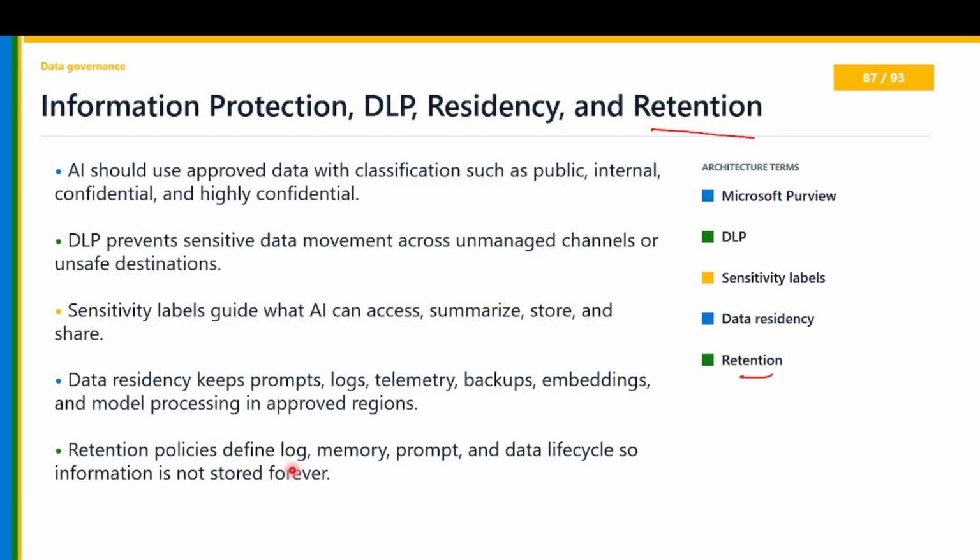Retention policies define log. Under retention policies, you define logs and how long the logs should be kept, define memory, define prompt, define data lifecycle, so information is not stored forever. You can't store information forever, particularly customer information. For example, if I'm working in a company, when I resign from that company, my information should be deleted immediately. It must not be used against me. So information must not be kept forever. Determine the life cycle of the information and how long it should be retained and deleted from the system.